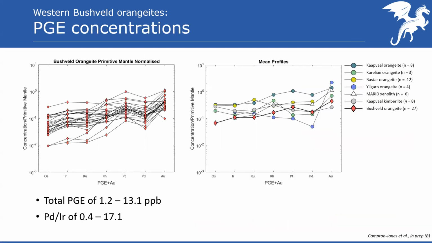So we're going to move on to talking about the bulk rock platinum group element compositions of these rocks. On the left-hand side, just have a normal primitive mantle normalized plot, just to show the variability in the PGE systematics for these rocks. And you can see there's quite a high degree of variability, and generally quite low total PGE concentrations, maxing out at about 13 ppb for some samples, but that is quite enormously high.